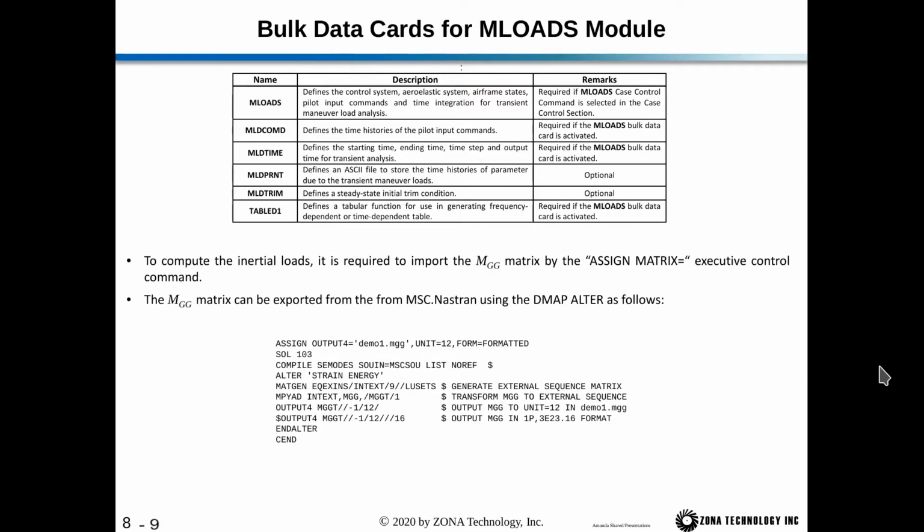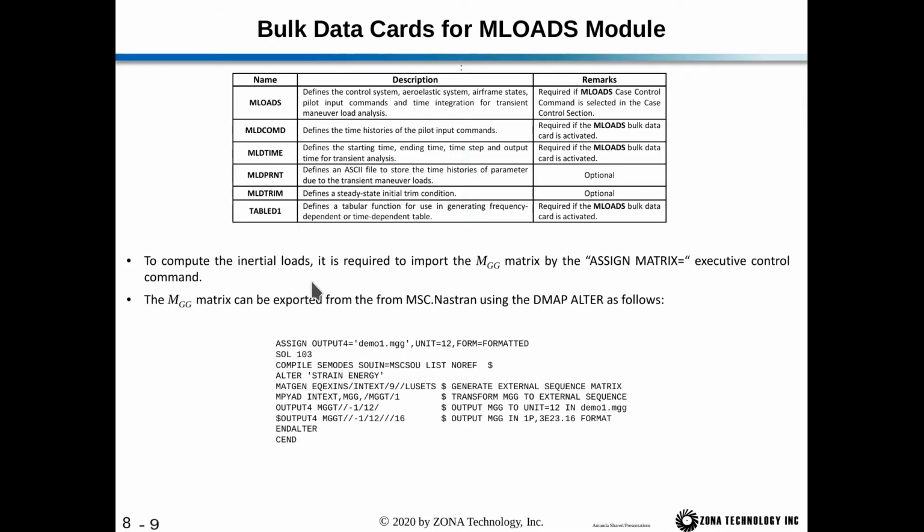So next we'll look at the bulk data cards, or the new bulk data cards. So we have the MLOADS card, which is basically the same as the GLOADS card that we saw previously in the discrete gust, but this is for maneuver loads. We have our MLD command for the pilot input command, and then we've already seen the MLDTRIM, MLDPrint cards. The MLDTRIM defines the steady state initial trim condition, and then the table D1, which we've seen a few times, defines a tabular function for use in generating the frequency dependent or time dependent table.